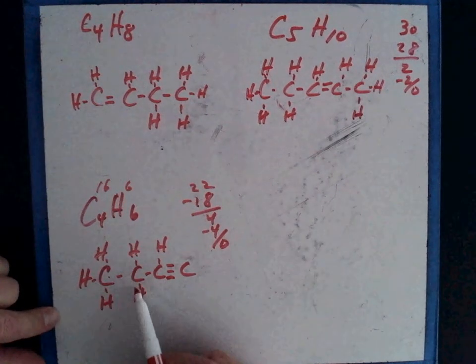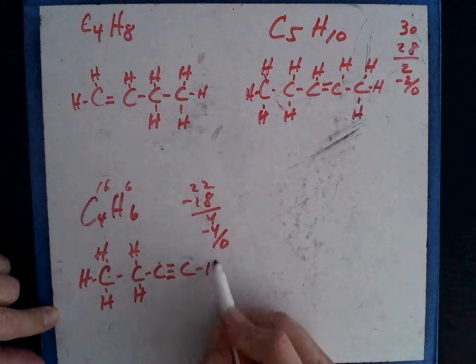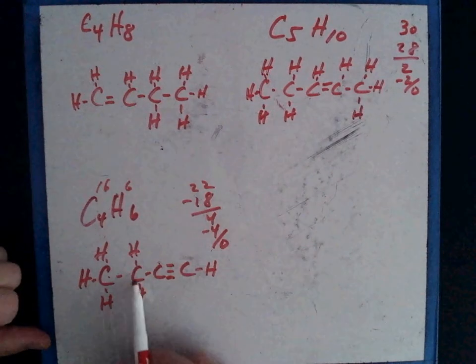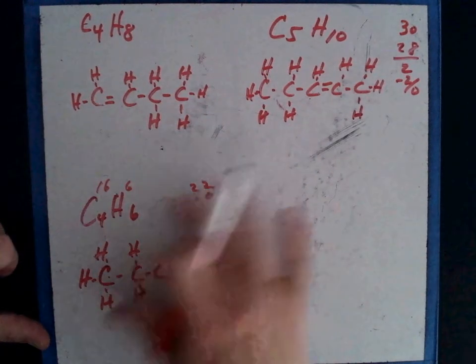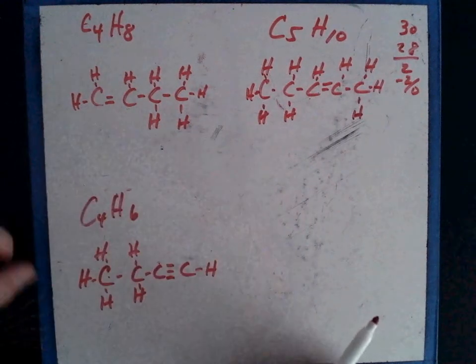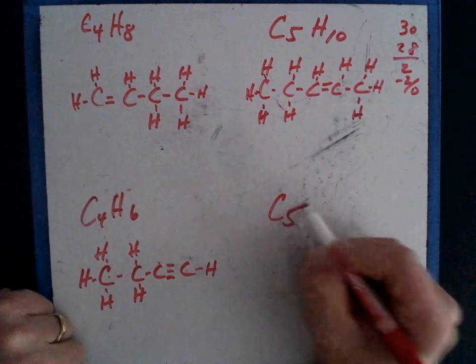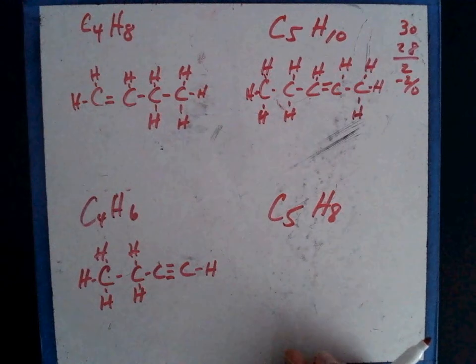All right? So check my work. 1, 2, 3, 4 bonds. Got it. 1, 2, 3, 4 bonds. 1, 2, 3, 4, 5. That H is in the wrong place. Help that guy out. 1, 2, 3. Everybody's got 4. Do I have 4 carbons? Yep. And 1, 2, 3, 4, 5, 6 hydrogens. It has a triple bond. So in these compounds, you're either going to have all single, 1 double, or 1 triple. Here's one for you to try. C5H8. Pause the video and try that one.